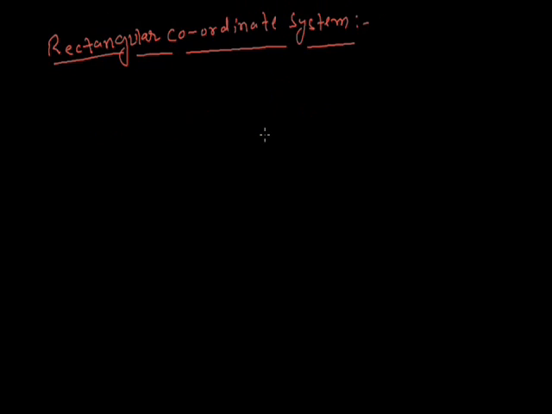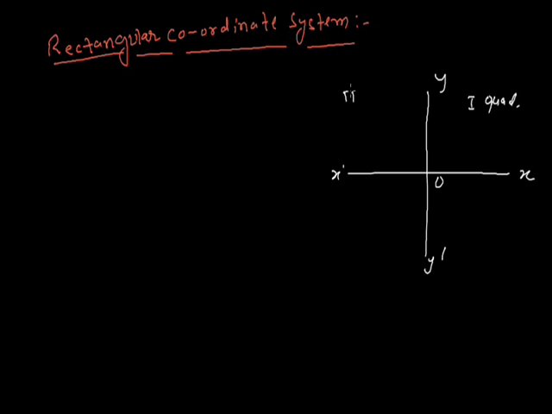In the rectangular coordinate system, there are two mutually perpendicular lines, X'OX and YOY'. These two mutually perpendicular lines divide the plane into four regions known as quadrants. This is the first quadrant, this is the second quadrant, this is the third quadrant, and this is the fourth.